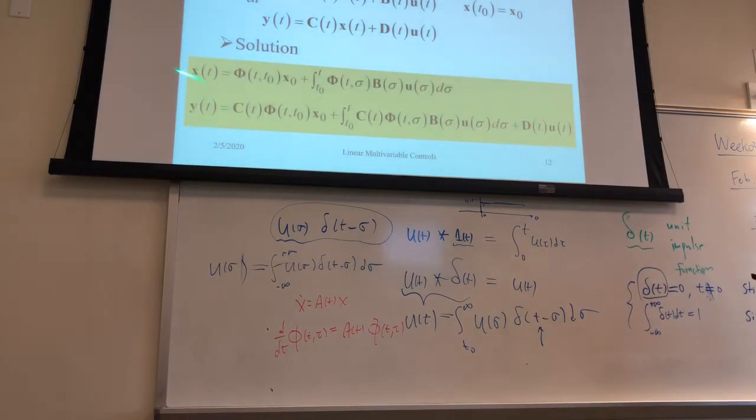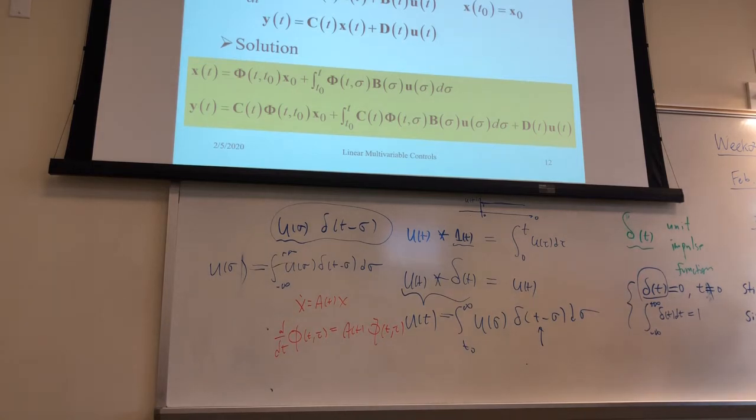Then if we add the output equation here, things are also easy. So given this one, we're going to get y is C phi x0 and C. Because we are integrating over sigma, C(t) can be brought from outside to inside. Then you have D and u.